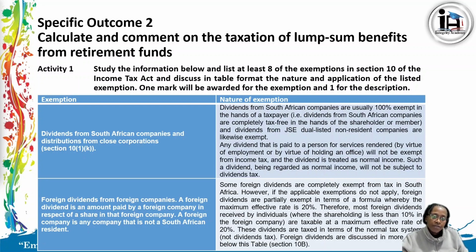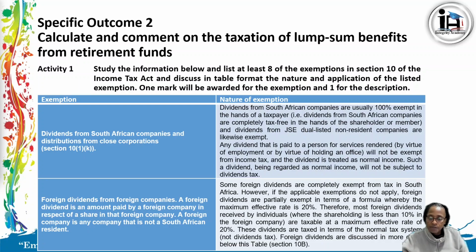Again, foreign dividends from foreign companies. A foreign dividend is an amount paid by a foreign company in respect of a share in that foreign company. A foreign company is any company that is not a South African resident. Some foreign dividends are completely exempt from tax in South Africa. However, if the applicable exemptions do not apply, foreign dividends are partially exempt in terms of a formula whereby the maximum effective rate is 20%.